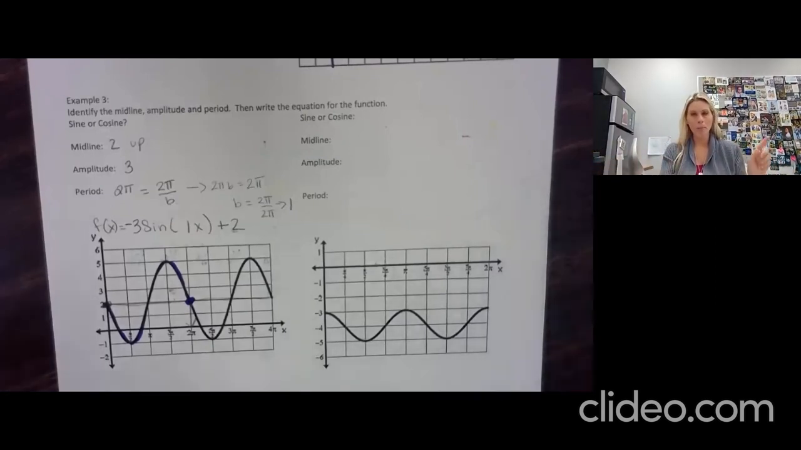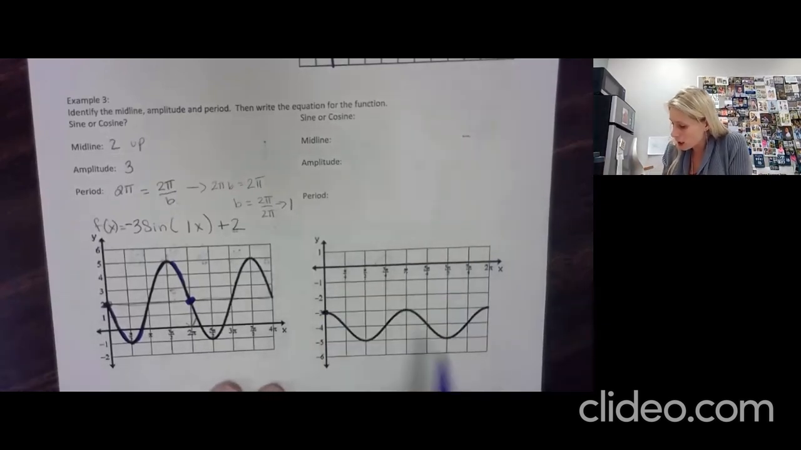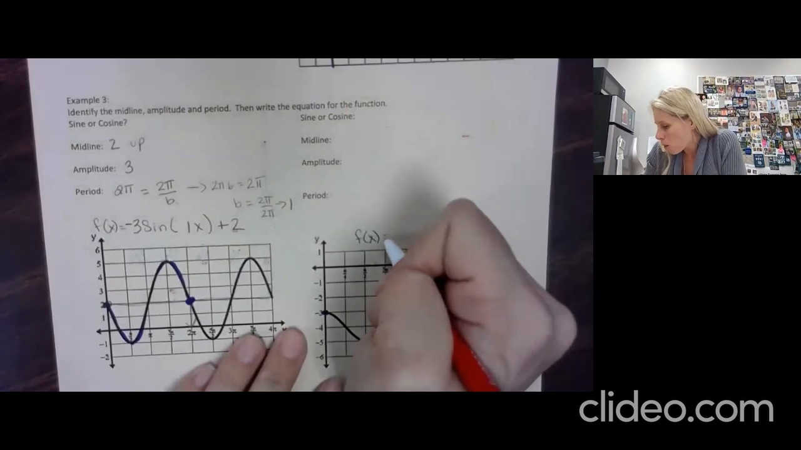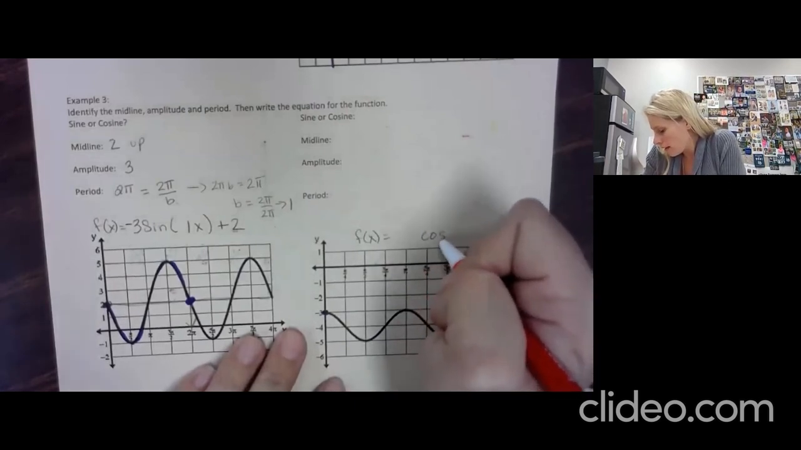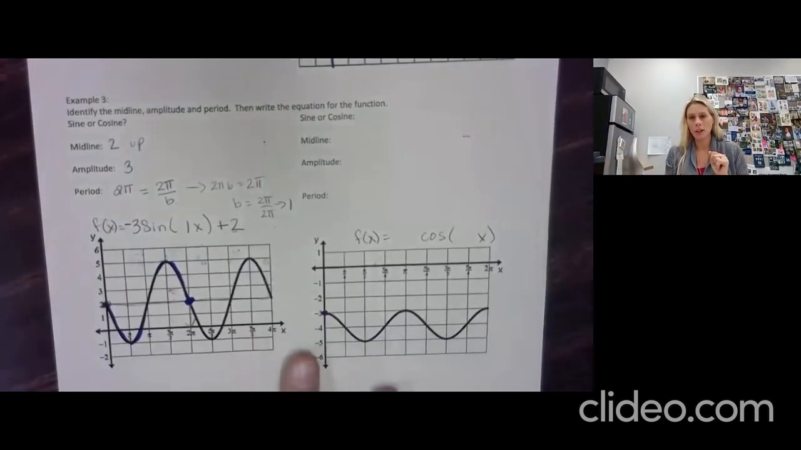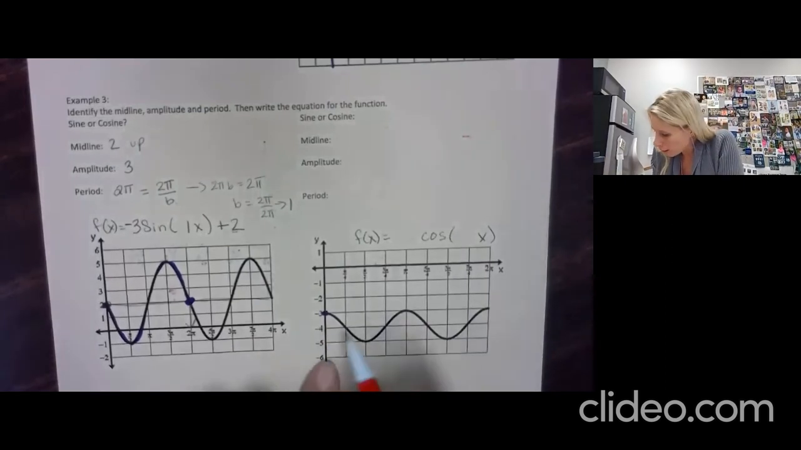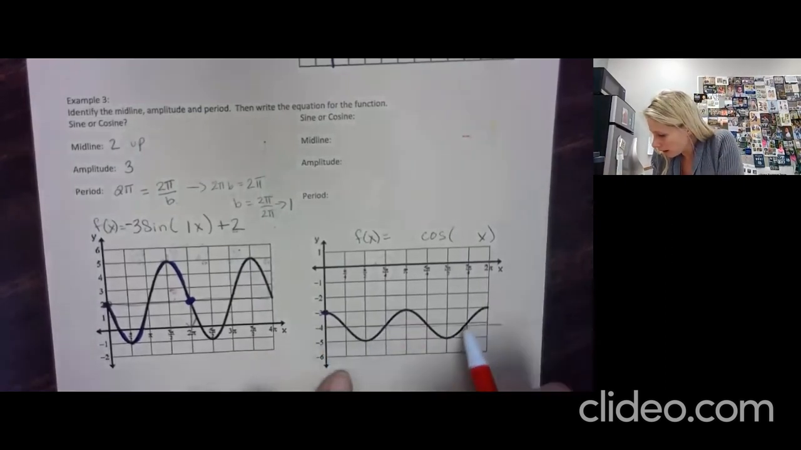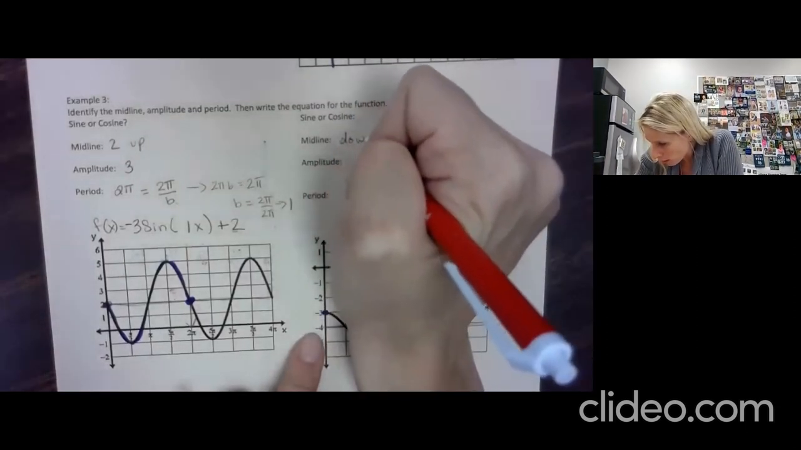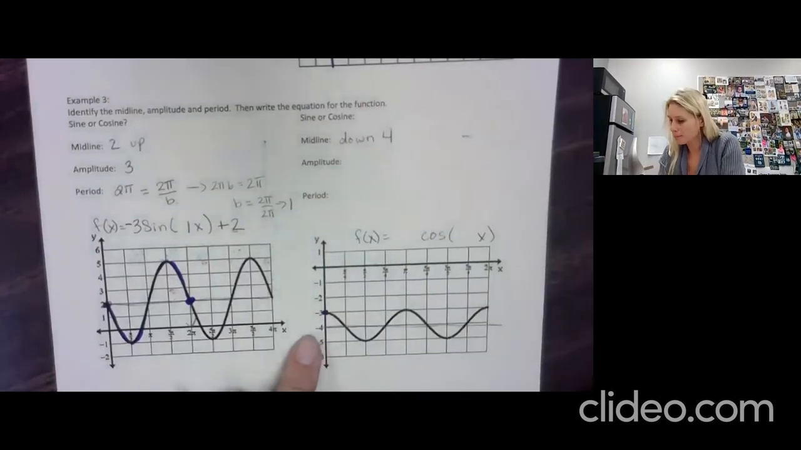Let's try it again. Remember, the first thing I did was look at where we started. Right here, we start at the top. When we start at the top or the bottom, what function are we looking at? Well, when we start at the top or the bottom, we're looking at cosine. Now again, I'm just putting spaces in just in case we have certain numbers there. Okay, now let's look at our midline. The middle of the graph is right here. That's at -4. So that's down 4 or -4, you can say.